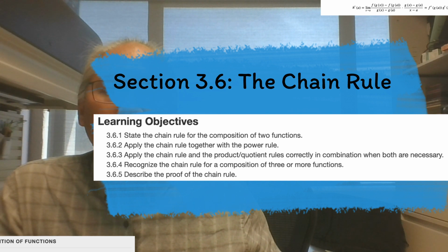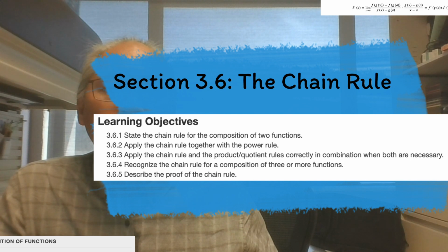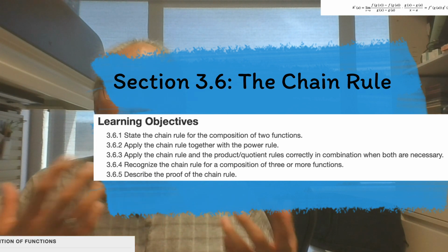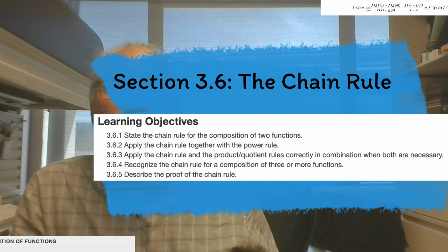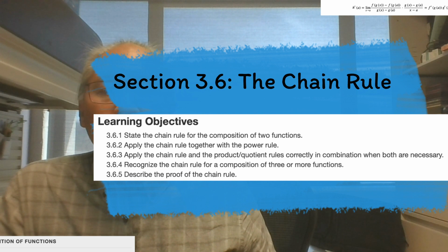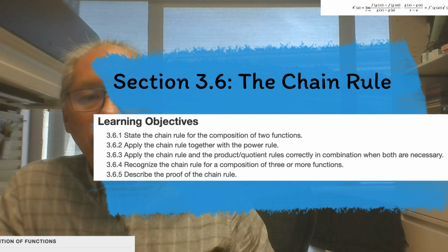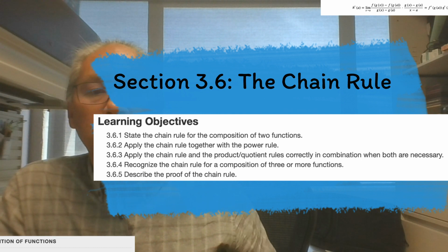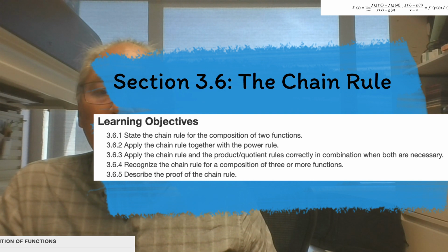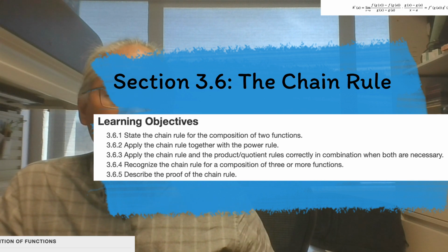We're going to apply the chain rule alongside the product rule and the quotient rule as well, making sure that the combination of using those rules and the chain rule works out. We're going to take a look at the chain rule for three or more functions, so we're not just restricted to a composition of two functions, but this can also be applied to three or more functions. And then the book will go over a quick proof of the chain rule.